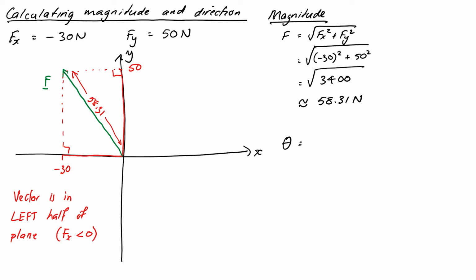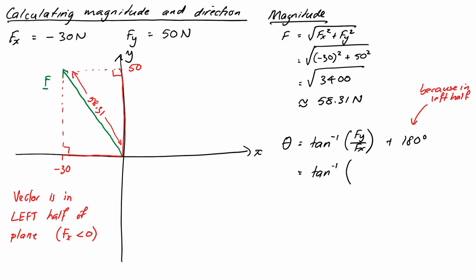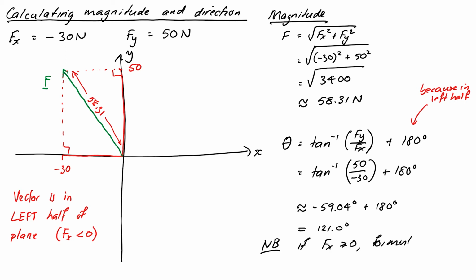So theta, that'll be inverse tan of Fy over Fx, going to be plus 180 degrees because we know it's in the left-hand side of the plane, which will be inverse tan of 50 over negative 30 plus 180, which will be about negative 59.04 degrees plus that 180 will give us an angle of about 121.0 degrees. Now, if the horizontal component Fx had been greater than or equal to 0, you'd just use theta equals tan inverse of Fy over Fx and not worry about that extra 180 degrees.